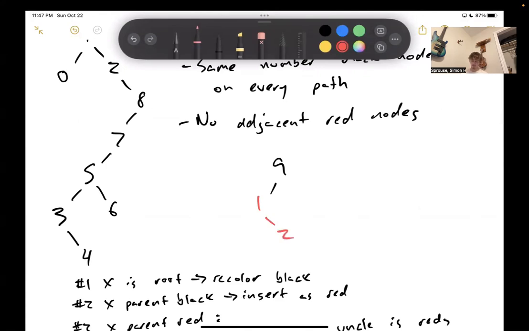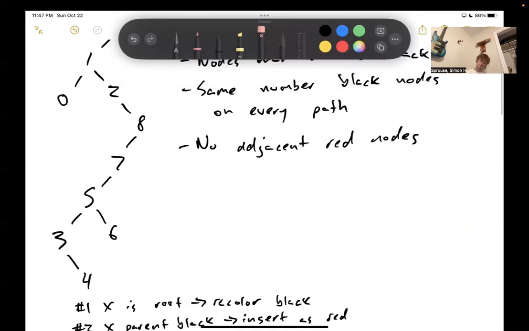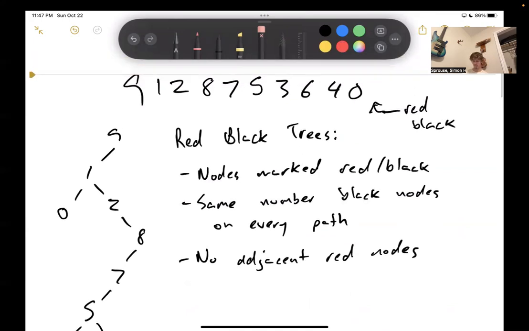And as you can see, just immediately we had to fix the color here, and then we're going to have to fix this. This is a violation because now we've got 2 adjacent red nodes. So we can't just jump into creating a red-black tree. There are a bunch of test cases that are going to cause different rotations to need to happen.